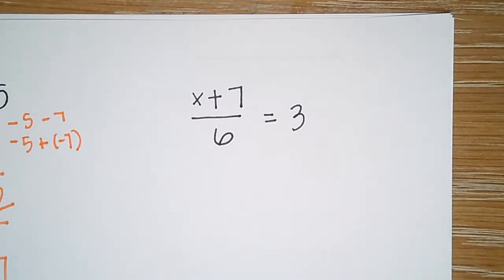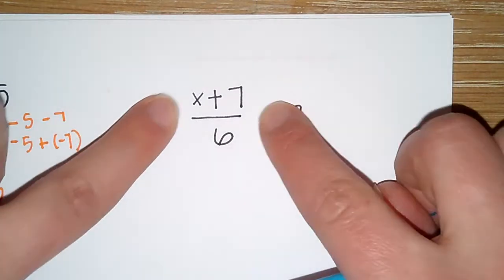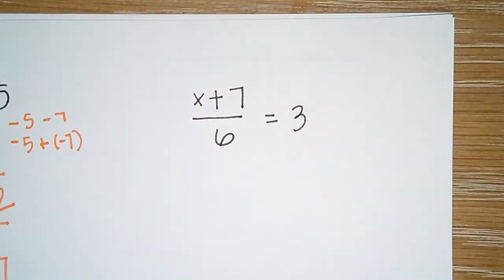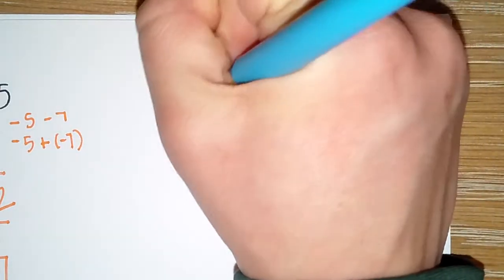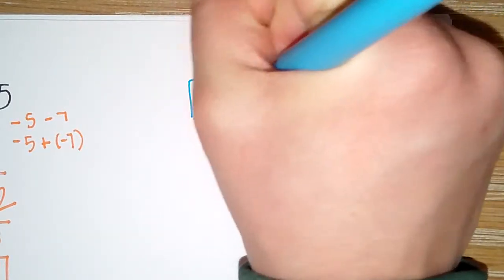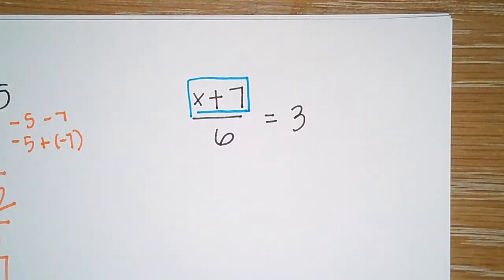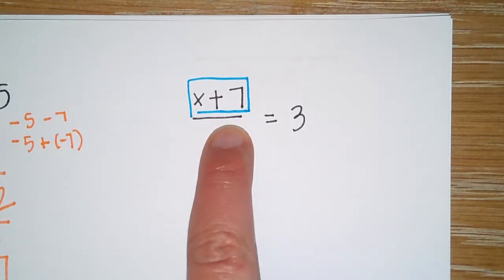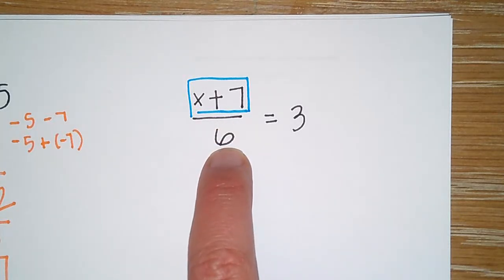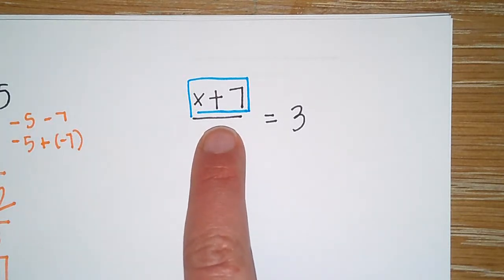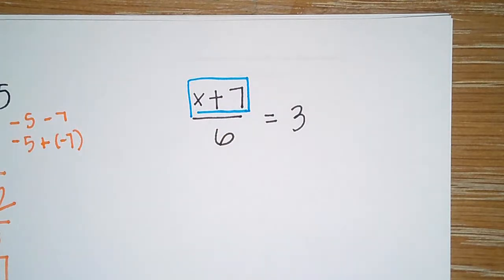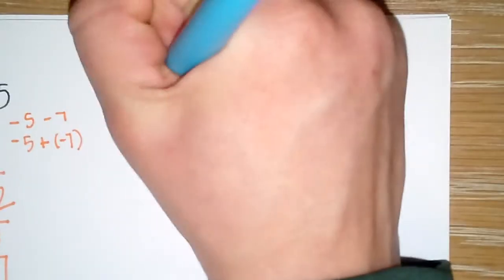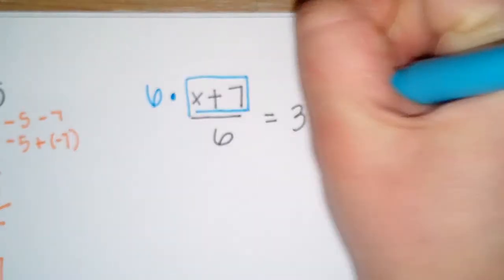Here, although we follow PEMDAS, technically this is grouped together, that x plus 7. So that itself is a term. So x plus 7 is what gets boxed. And we actually inverse that division first. So the inverse of dividing by 6 is multiplying by 6. We do that on both sides.